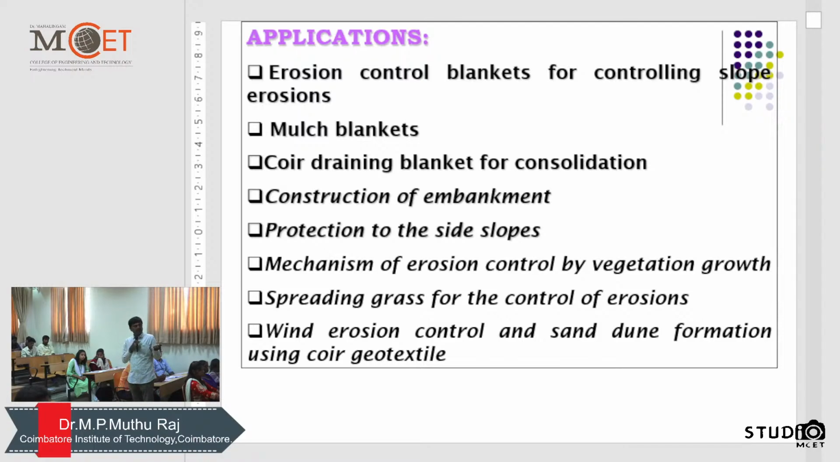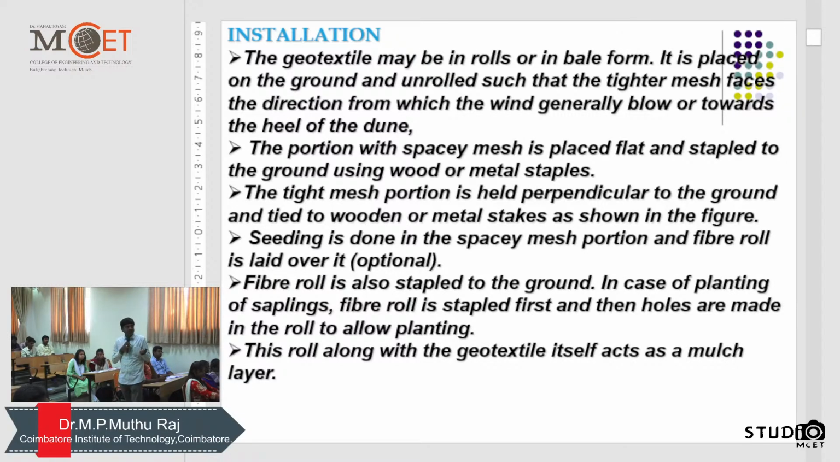And you can have a lot of applications. You can go for the drainage blanket, then embankment, side slope strengthening, then control of erosion, normally by water or wind. For all these things you can utilize it. So what is important is how it can be installed. In the installation procedure, first you have to prepare the ground, then you have to spread it. Then you can go for nailing or stapling across it.